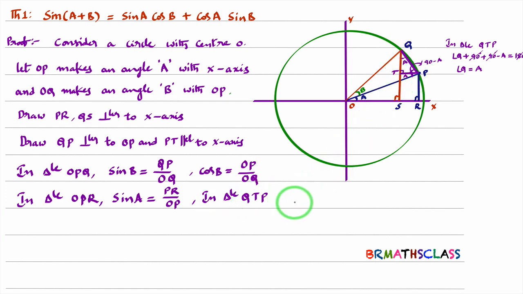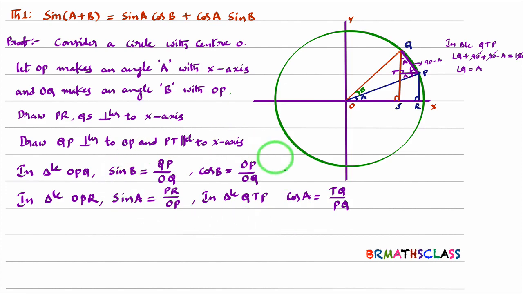From this I'll write what is cos A. From this triangle QTP, what is cos A? Here this TP is the opposite side. Cos A is adjacent side by hypotenuse. Cos A is TQ divided by the hypotenuse, which is opposite to 90 degrees. Opposite to 90 degrees is here PQ. So cos A is TQ divided by PQ.